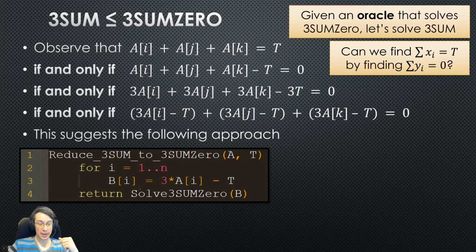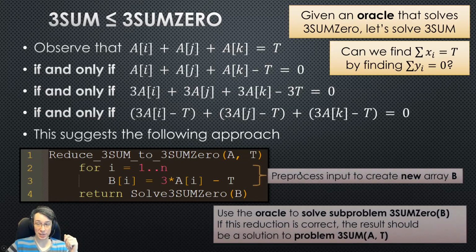And now if we can find 3 elements of B that are, of course, of this form, 3 times some element of A minus T, and those 3 elements sum to 0, then that's equivalent to saying there are 3 elements, A_i, A_j, A_k, in the original array A that sum to T. Okay, so solving this problem is equivalent to solving this problem. So return solve 3 sum 0 of B is going to give us our answer. And I'll leave it to you as an exercise to prove formally that this is a correct reduction, but really it follows almost immediately from this set of equivalences.